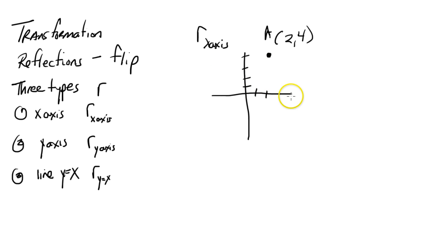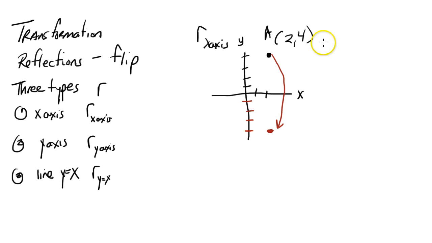The x-axis is here. Make sure you know x and y. They want us to jump over and go down here. It stays at 2, but instead of being at positive 4, it's going to go down 4. So now it's down here.